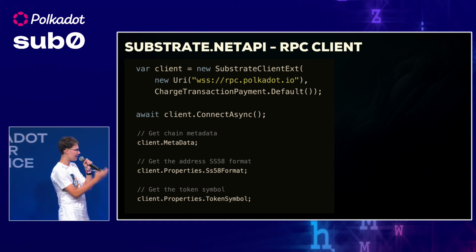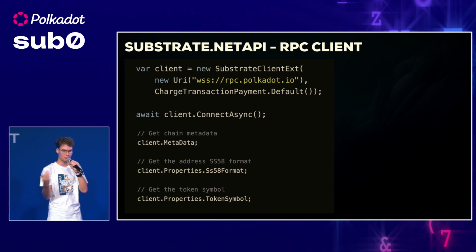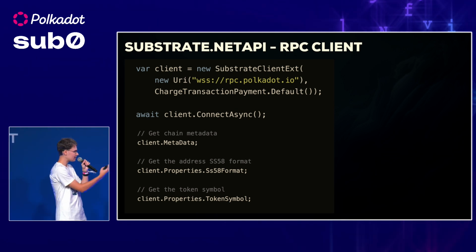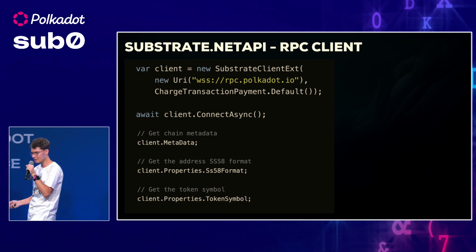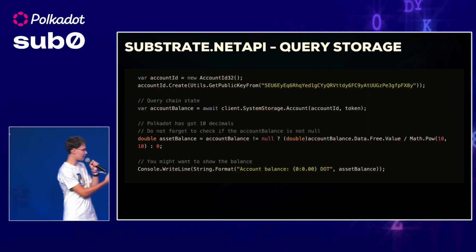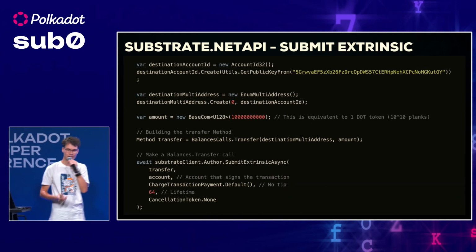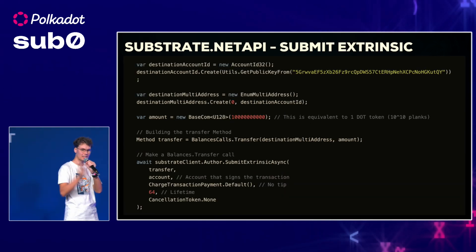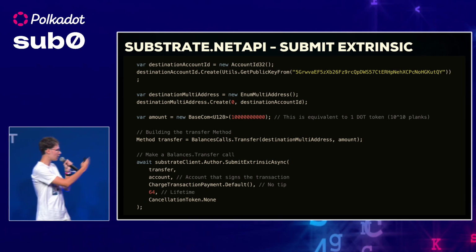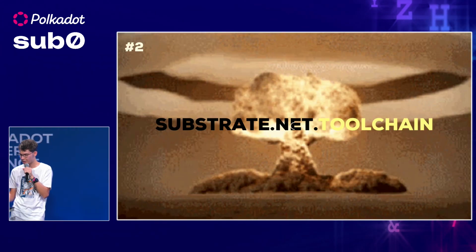We also made a brilliant abstraction for you to get some properties of the chain, like metadata and others. You can also query storage. This example shows you how to query your balance. And you can also sign and submit transactions. This is for a balance transfer, but you can do many more things.